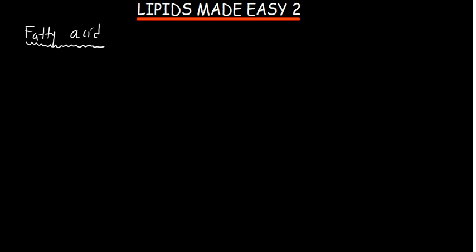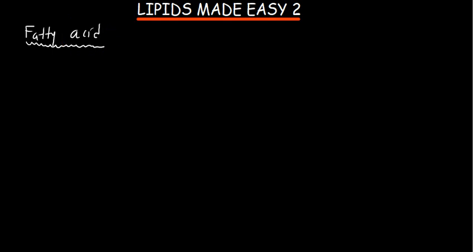A fatty acid is made up of a lot of hydrocarbons. So it is a type of lipid that is made up of a hydrocarbon chain. Now it terminates at the end of this chain. We are going to have a carboxylic acid functional group. Like you can even hear in the word fatty acid, you have got a lot of carbons.